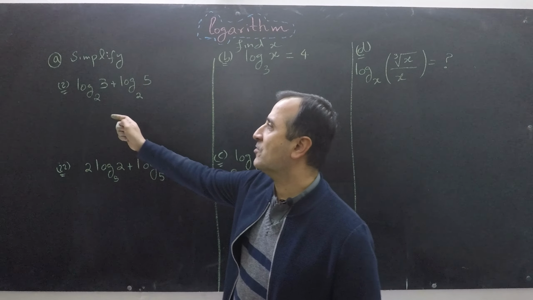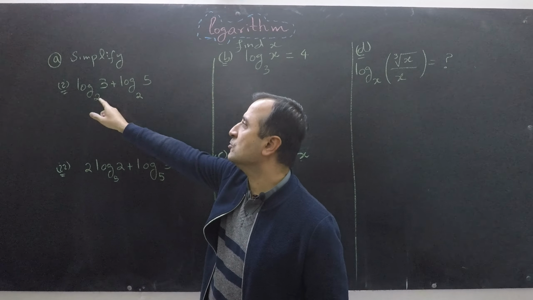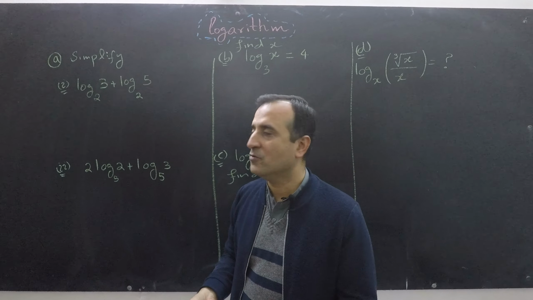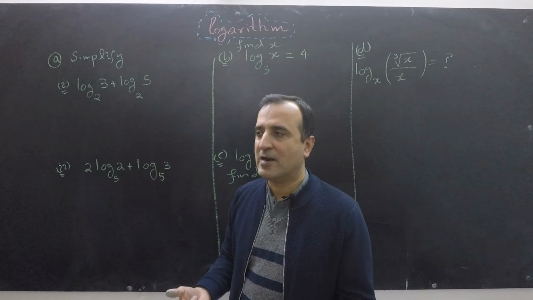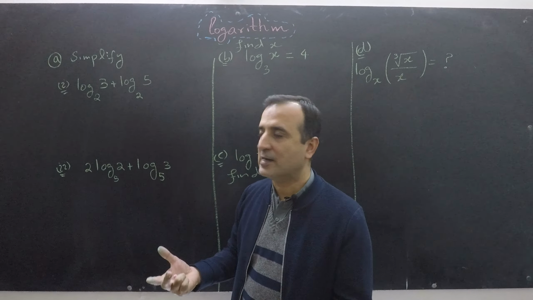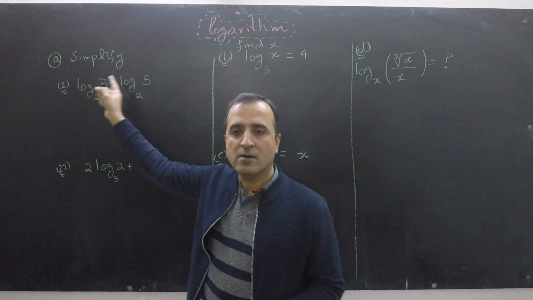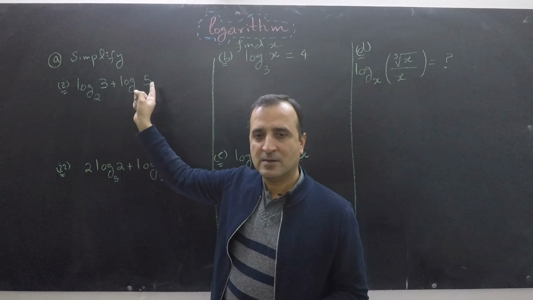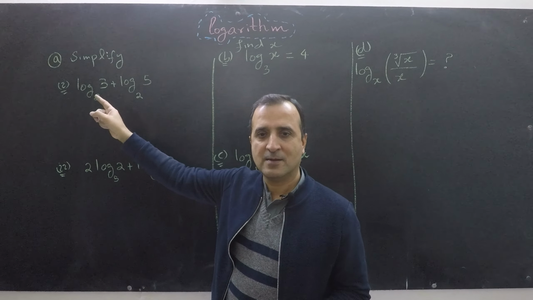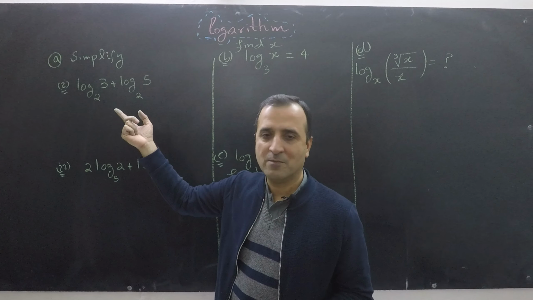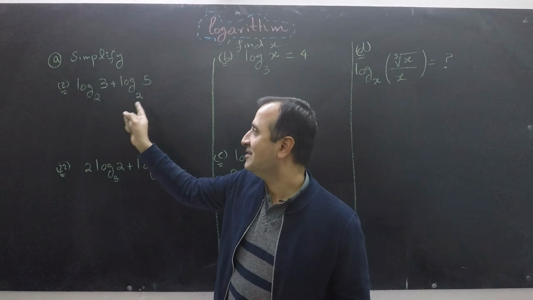Number 1 is that we have log 3 base 2 plus log 5 base 2, and we have to simplify it. That means we have to write it in terms of log x. We have to write it as 1 number. And here we can use what law? First law. Which was what law? Addition. Multiplication. So multiplication law.